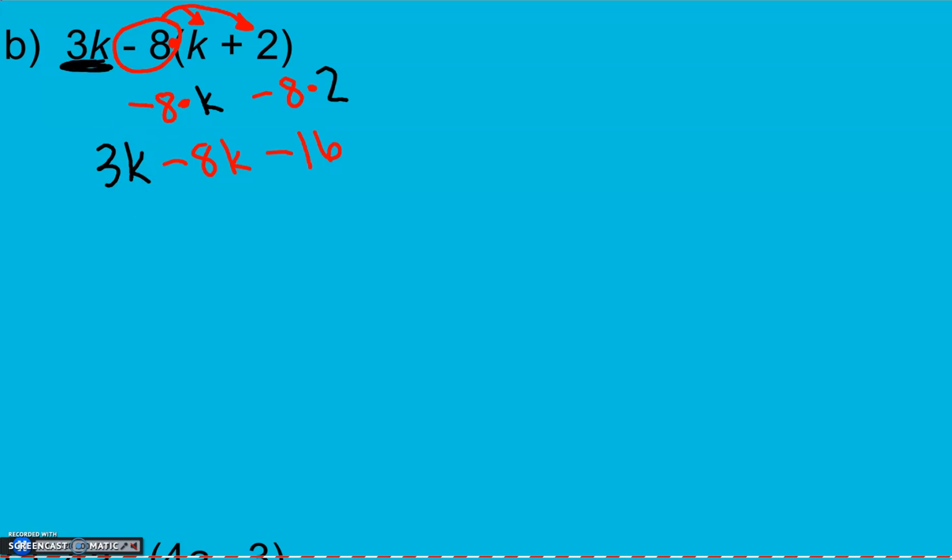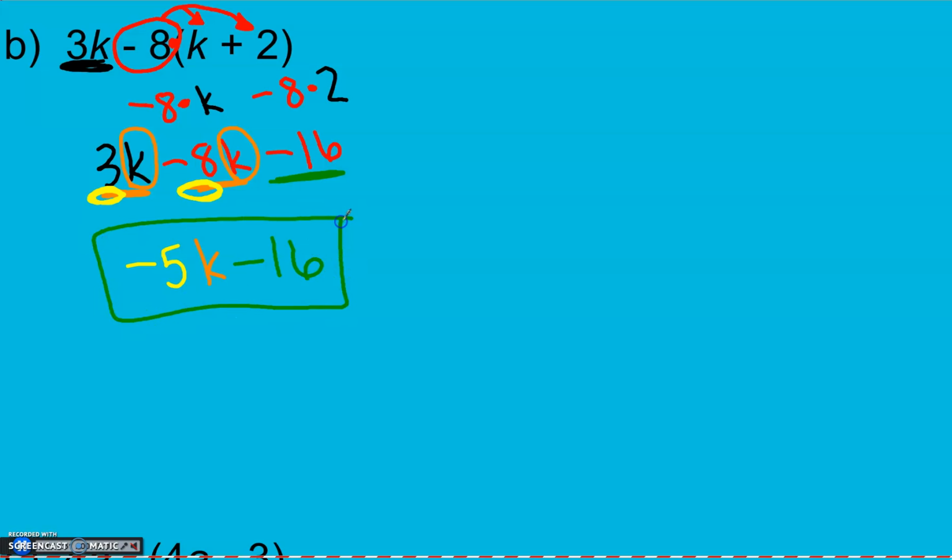Now I'm going to check for any like terms. Here's a k, here's a k, so I can go ahead and combine those. I keep the k, and I perform the operations on my coefficients. So I take 3 minus 8, and I get -5k. I did not change this minus 16, so that just comes right down. And I get -5k minus 16.